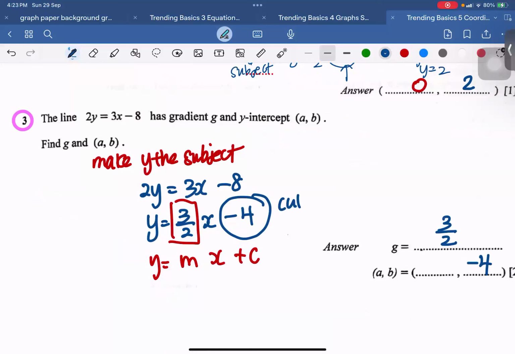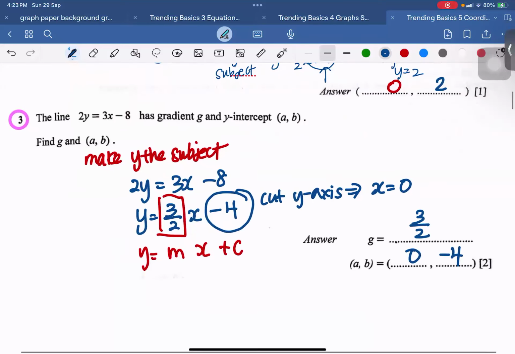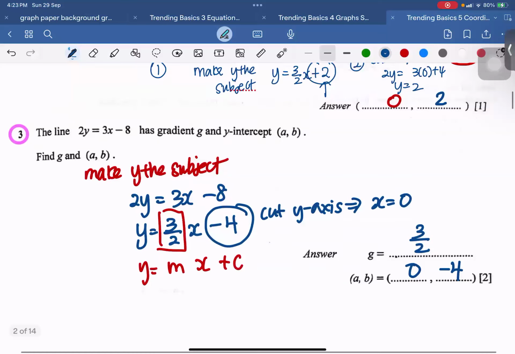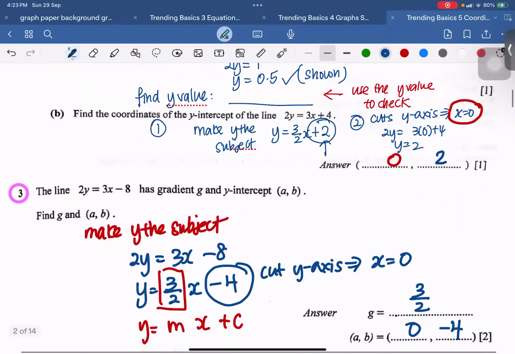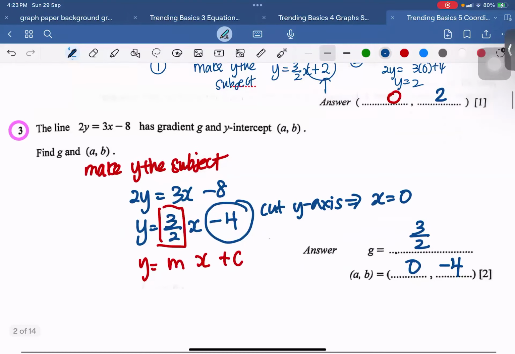When it cuts the y-axis, x = 0. So this is your answer. They are asking the exact same type of concept, but they phrase it in a different way. So this one is something to take note of, right?